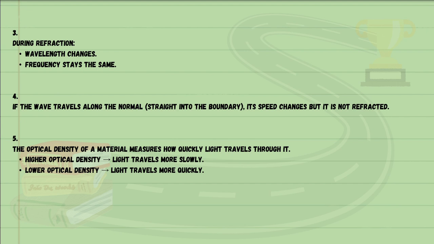The optical density of a material measures how quickly light travels through it. Higher optical density, light travels more slowly. Lower optical density, light travels more quickly.